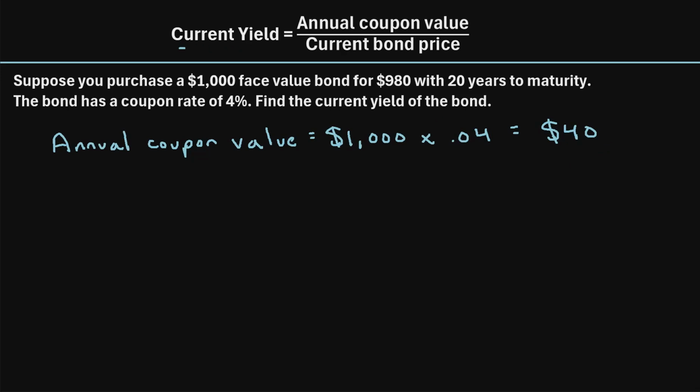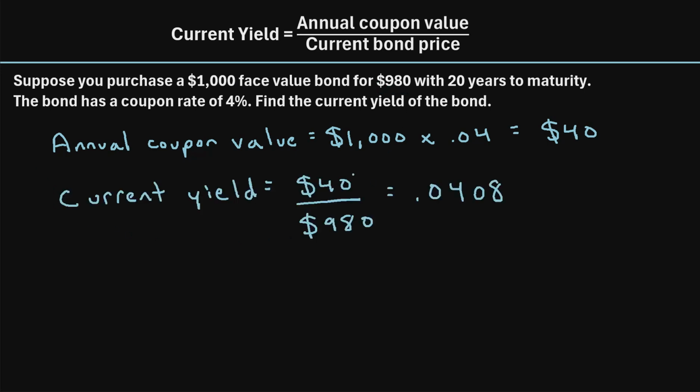So now to calculate the current yield, all we're going to do is take that value and divide it by the bond price. So we know that the face value is $1,000. This is the issue price, but we are buying it for $980. This is the current bond price. So our current yield will be $40 divided by $980.